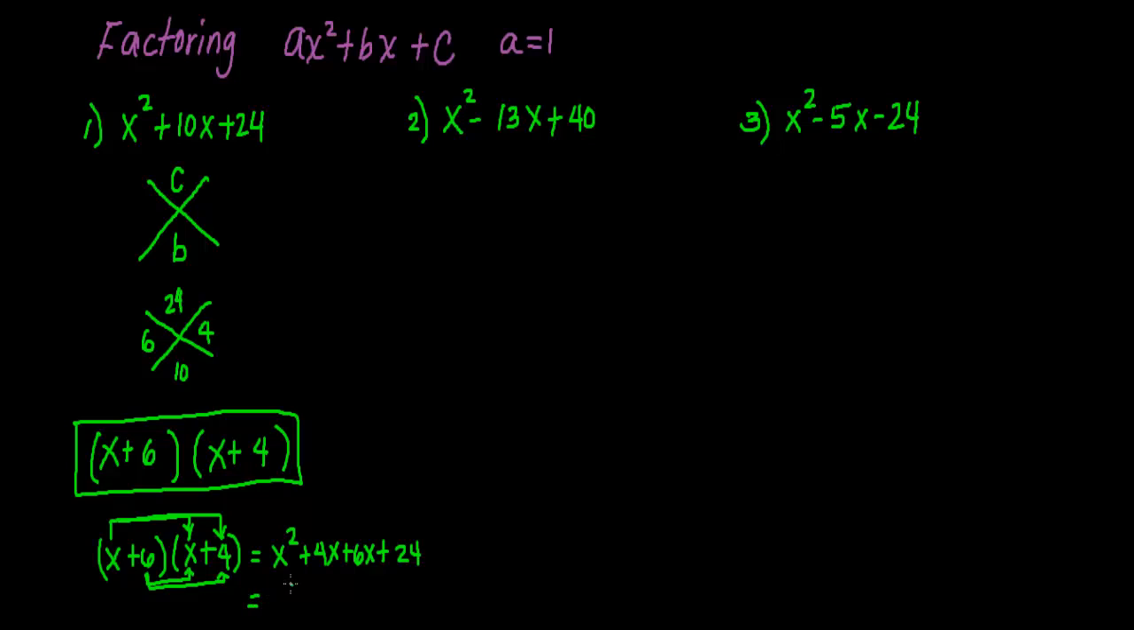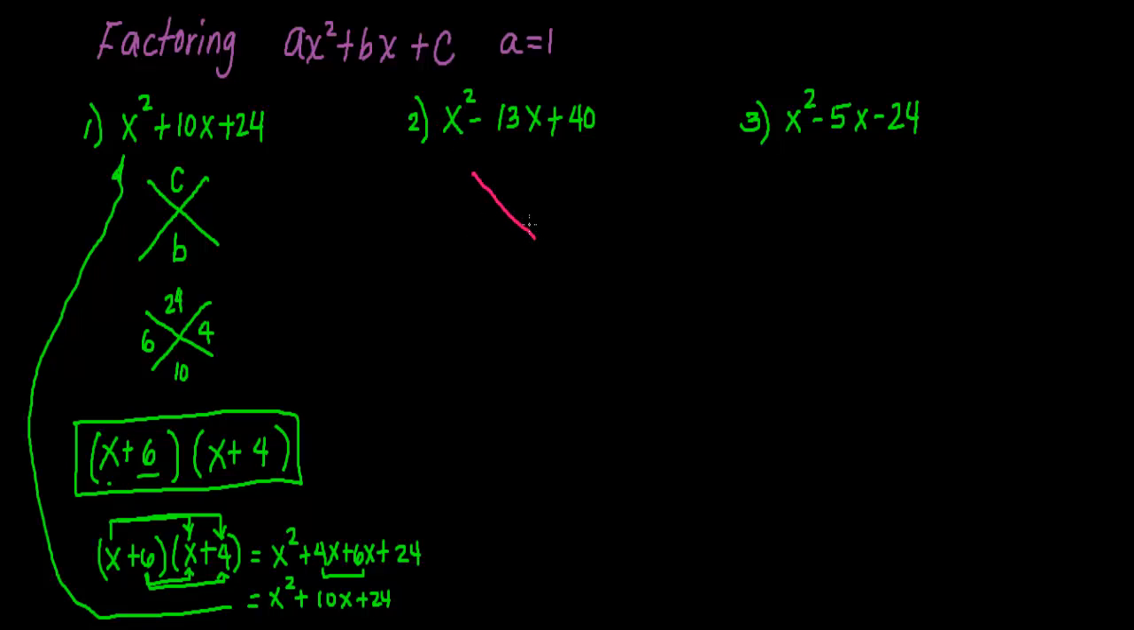And now we simplify by combining like terms, and I have x squared. 4x's plus 6x's make 10x's plus 24. And do you see you get back what you had originally? That means that this factorization is correct. Let's do example 2. Here's example 2. A is equal to 1, so I can use the little trick that I taught you.